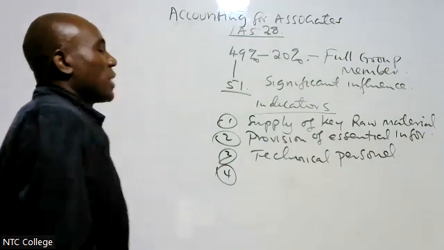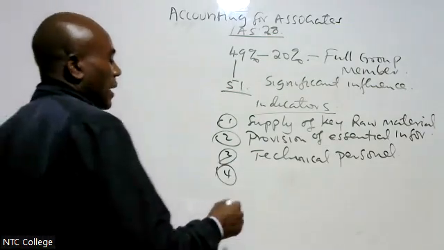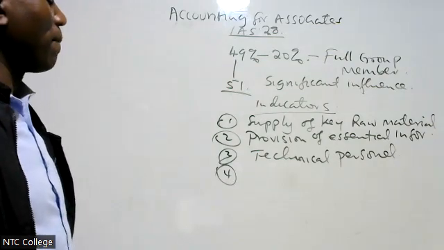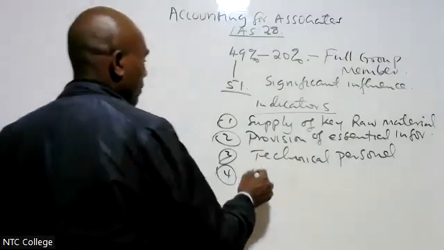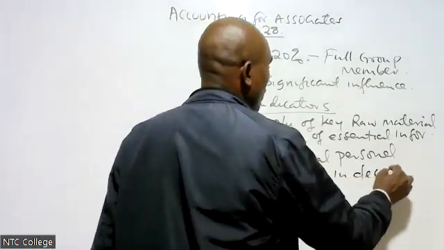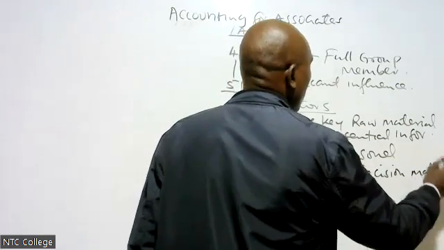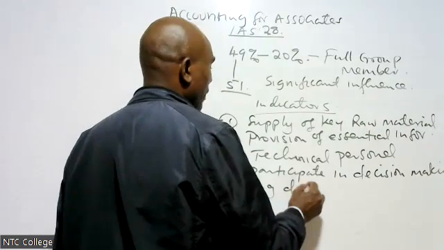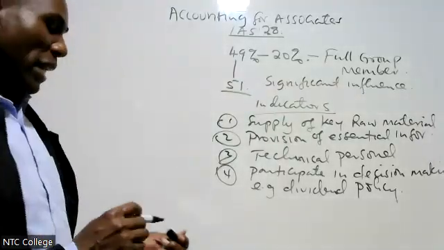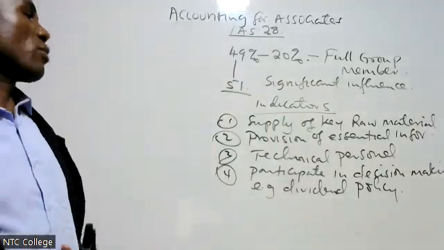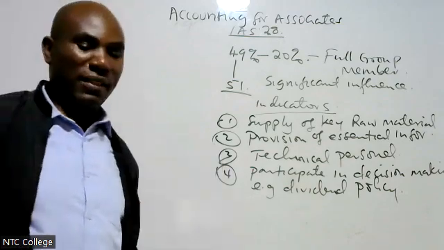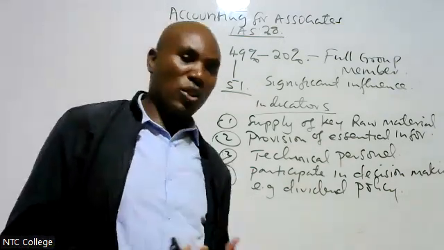Number four, an indicator of significant influence is participation in decision making. We just participate in decision making, for example dividend policy. We can decide how much is to be paid in terms of dividend because we have significant influence. Therefore, these are the indicators of significant influence in an associate.